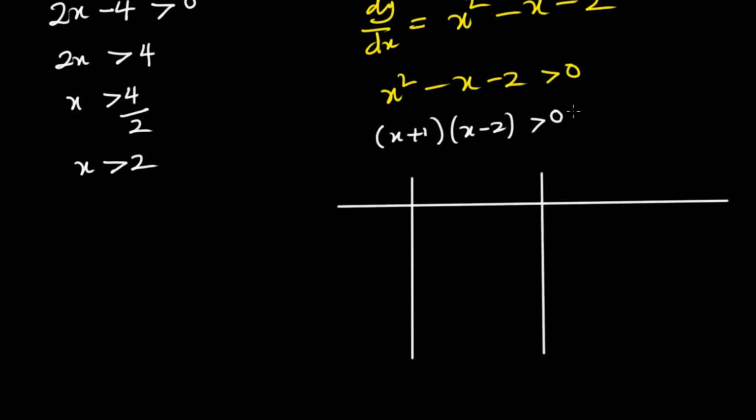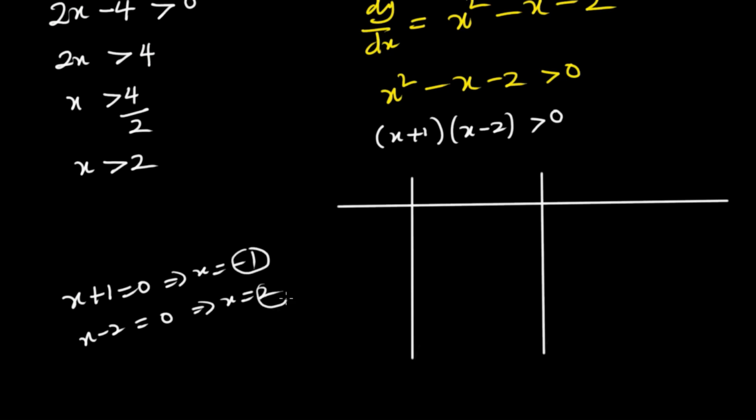The first thing you have to do is to solve this by assuming that you have it equated to 0. If I have x plus 1 equal to 0, I'm going to have x equal to negative 1. And if I have x minus 2 equal to 0, I have x equal to 2. So negative 1 is the smallest and 2 is the highest. So I have x less than negative 1, negative 1 less than x less than 2, and then x greater than 2. This is an approach to solving quadratic inequalities.